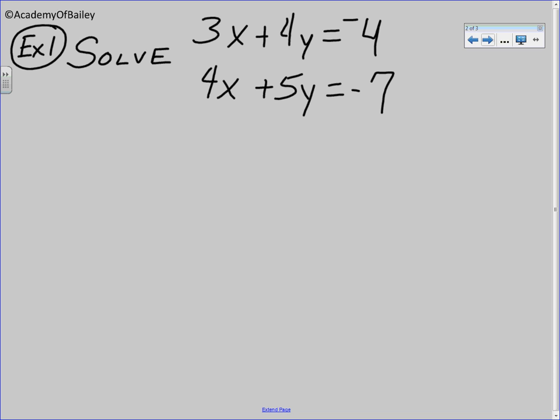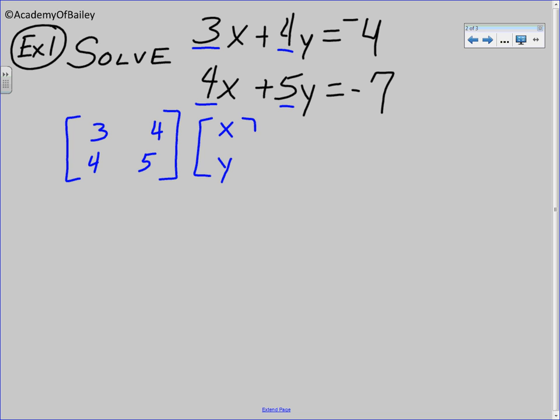So what we want to do is solve for x and y, but first let's set up a coefficient matrix here with 3, 4, and you notice I'm taking the coefficients, 4 and then 5. And now we put the variables x on top and y on bottom. And that should be equal to -4, -7. This stuff right here.